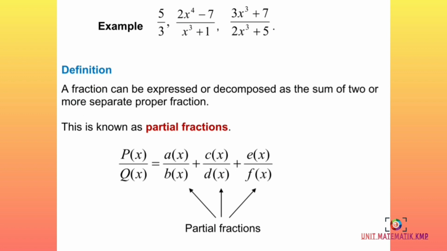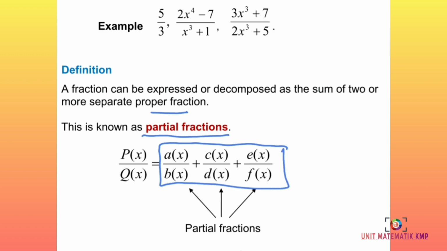Definition: a fraction can be expressed or decomposed as the sum of two or more proper fractions. This is known as partial fractions. Okay, which is P(x) over Q(x) is equal to A(x) over B(x) plus C(x) over D(x) plus E(x) over F(x). All of these we call partial fractions.